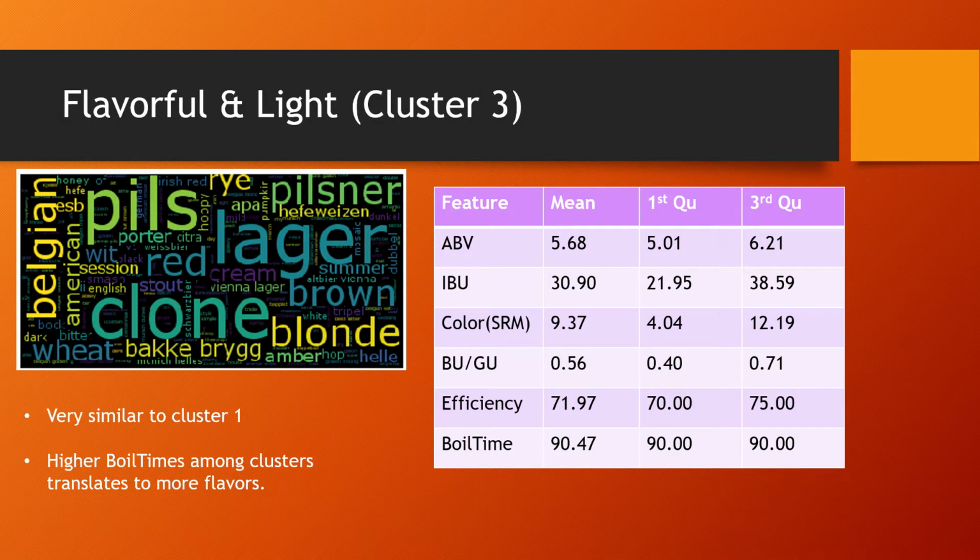Cluster number 3, I call this the flavorful and light cluster. This one is very similar to cluster number 1. The only difference is the higher boil times, which usually translate to more flavors. Some of the key words in this cluster, when I used text analytics using Python, you got the words bake, brig, pils, brown, summer, blonde, pilsner, and so on.